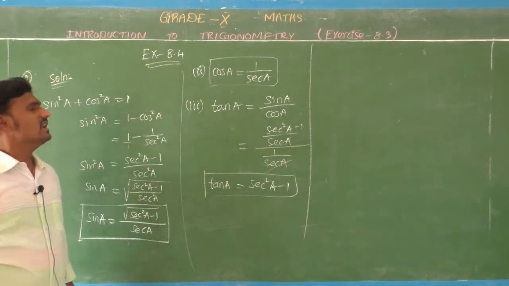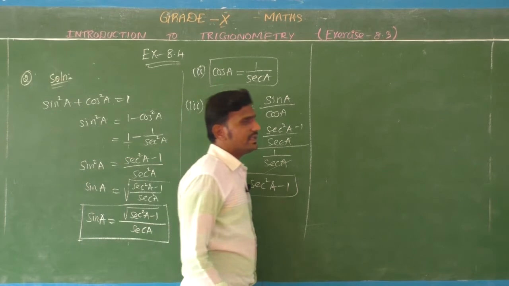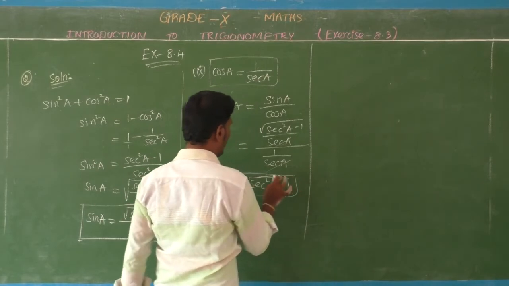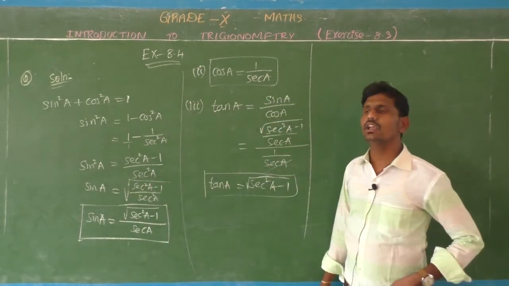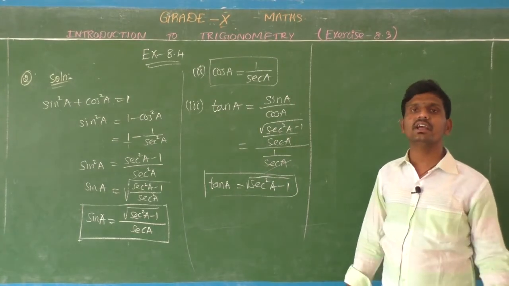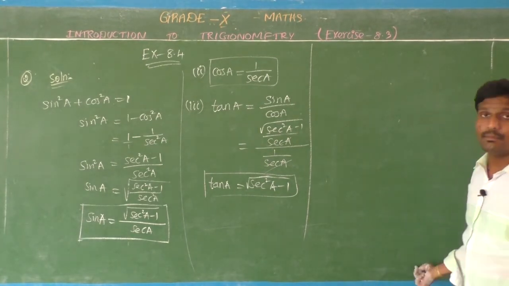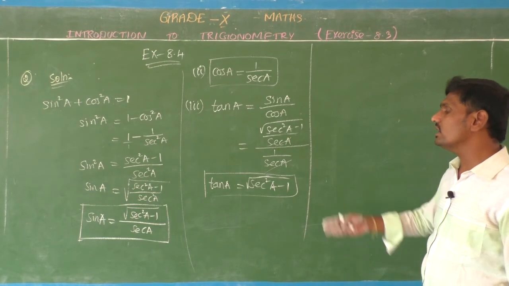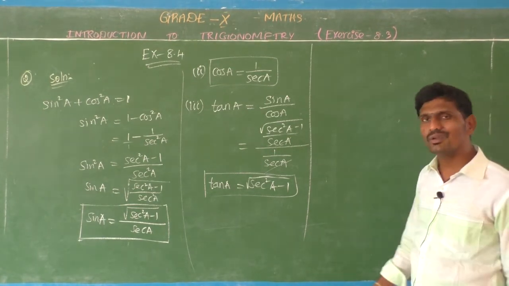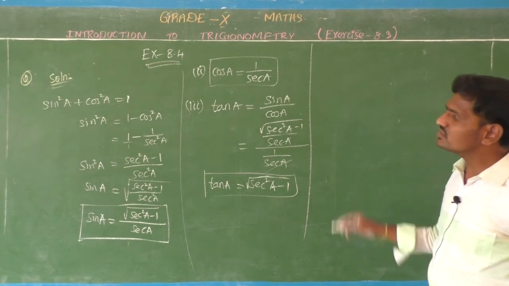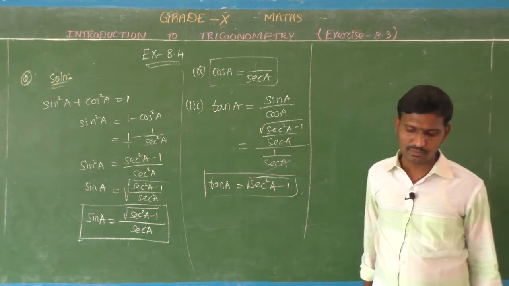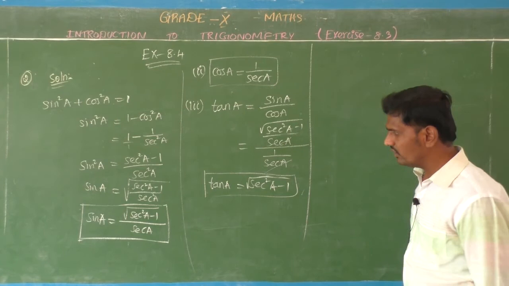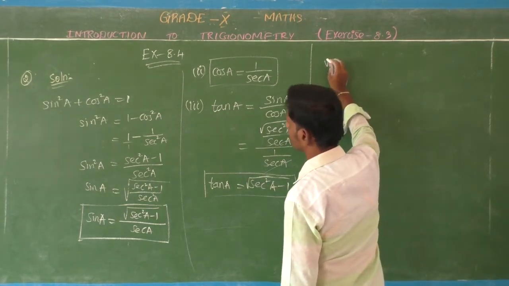Or otherwise, take one more formula: 1 plus tan square theta equals secant square theta. If you need tan A, then tan square A equals secant square A minus 1. If you take the square root, it is the square root of secant square A minus 1. Whichever way you prefer. So sin, cos, tan, three things I have completed. Then secant is very simple, we need only secant, so secant A is secant A, that's all. Next I am going to take cosecant A.